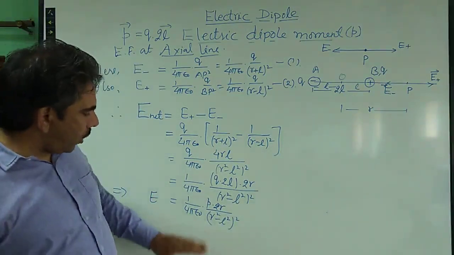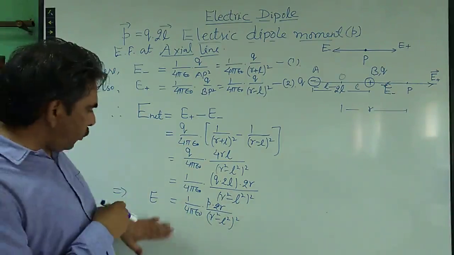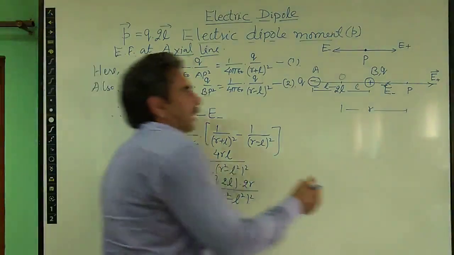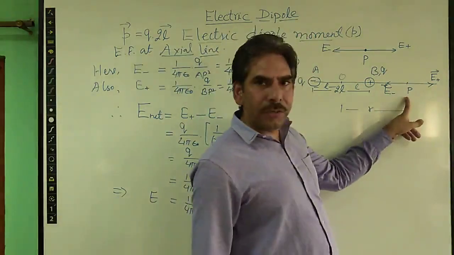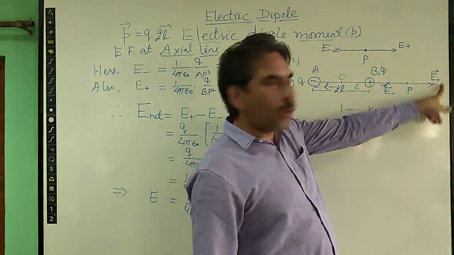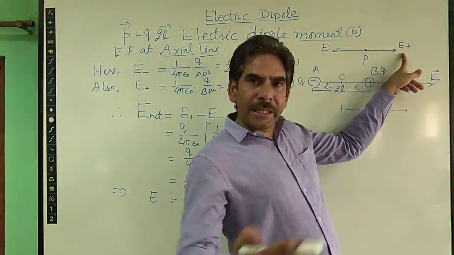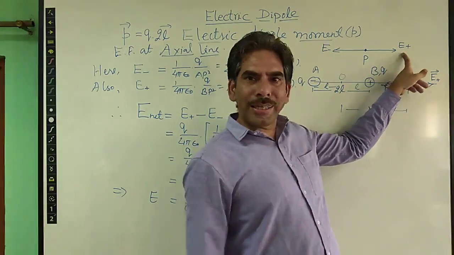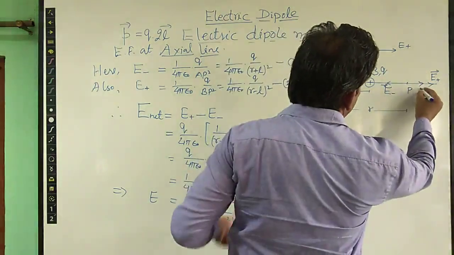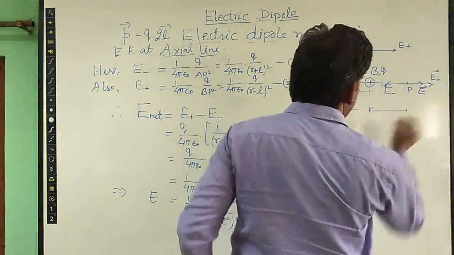So this is the magnitude of electric field, and if we are willing to represent this expression in vector form, then the direction of net electric field will be along the direction of positive charge, because the electric field due to positive charge is more. So therefore net electric field will be along the stronger electric field, which is E positive. So the net electric field will be along this. So you can represent it by E.